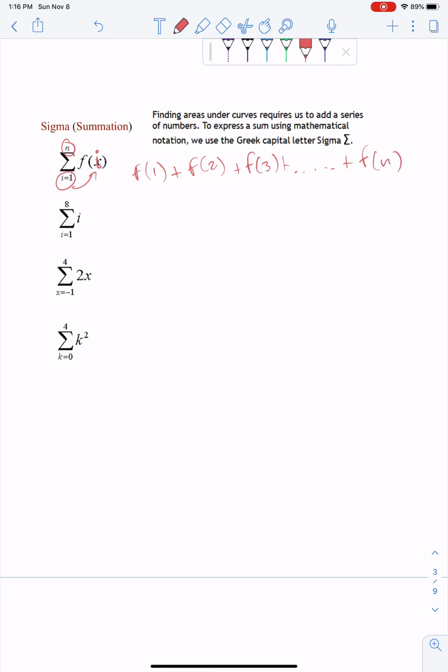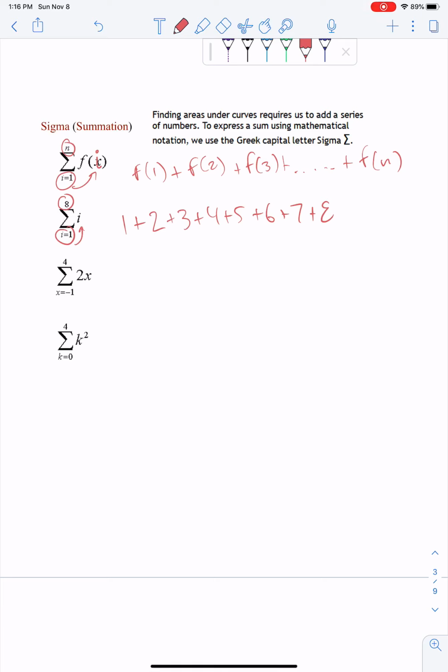Okay? Putting that into another example, I'm going to start at 1, and I'm going to plug it in right here for i. So I'm going to get a 1, and then I'm going to add when i is equal to 2, which is just 2. And then I'm going to add 3, and then 4, and 5, and 6, and 7, and 8. You're going to add all those up together until you get to the top number, 8, and that's where you're going to stop. Okay?